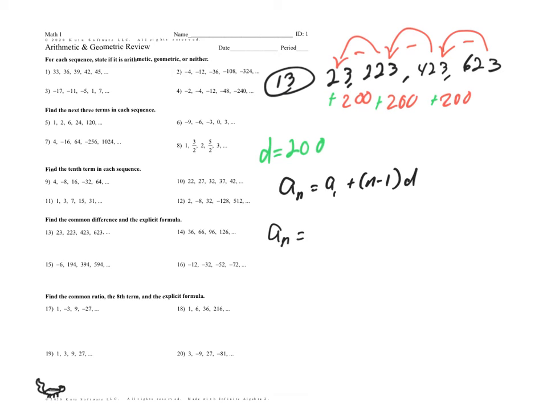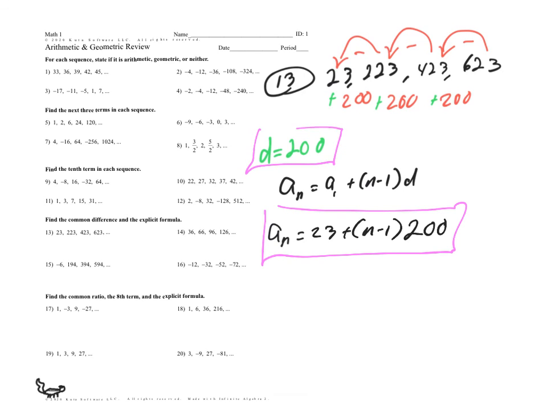A sub 1, that's my first term, which they gave us up here. That's 23. So 23 plus n minus 1, again, I don't know what term it is, so I'm just going to leave it there, times D, which is 200. That's my common difference. And that's going to be your answer for that. So your two answers are D equals 200, and then this formula down here. And that's going to be all of them.